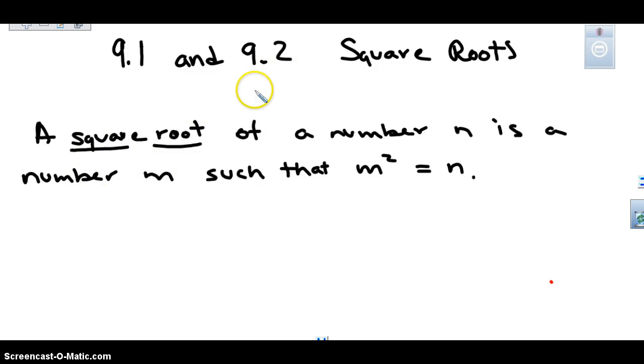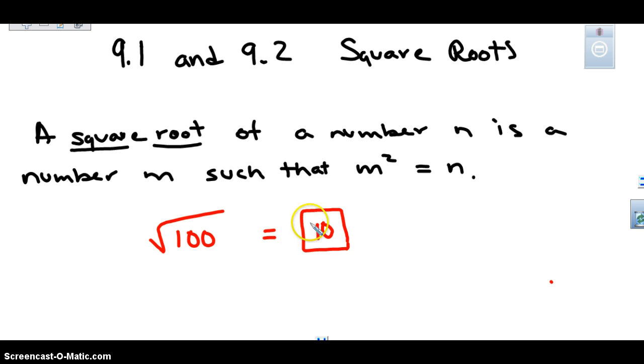So today we're talking about square roots, and we're going to simplify square roots. A square root of a number n is a number m such that m squared is equal to n. For example, if we want to find the square root of 100, in other words, when we see this radical sign, the square root is a radical sign, we're asking ourselves, what number times itself equals 100? So we know that 10 times 10 equals 100. So 10 is the square root of 100.